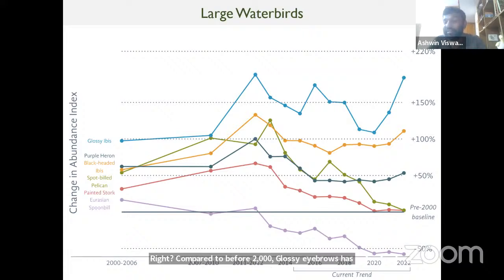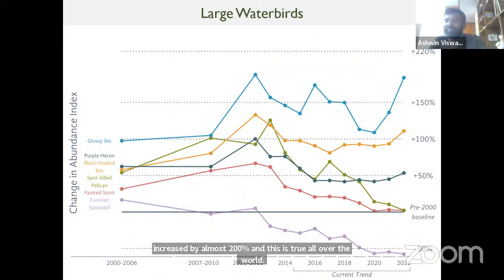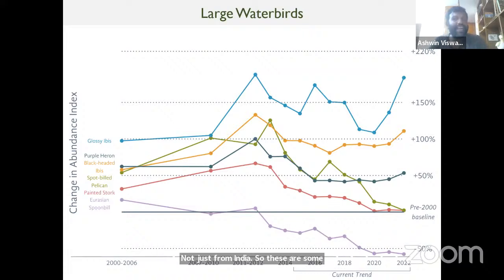And this is true all over the world, not just from India. So these are some interesting trends. But one thing that will catch your eye over here is spoonbill. Spoonbill seems to have declined a lot in the country as a whole. Similarly, spot-billed pelican did very well earlier. You see that it had increased by more than 100% until 2010 and just beyond that. But since then, it has been declining rapidly. So these trends tell us things that can then help us prioritize species for conservation.